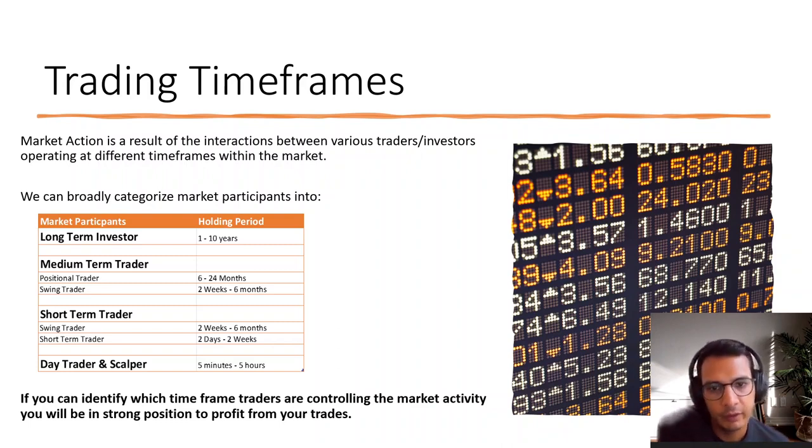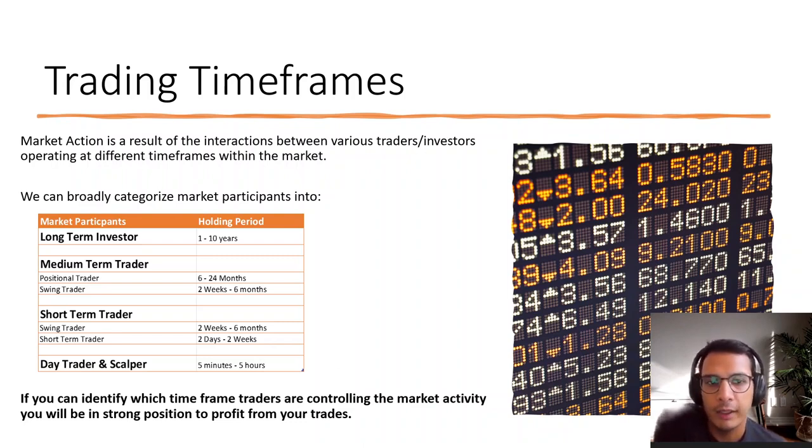You must be aware that the stock market has millions of participants, and each participant comes to the market with different amounts of capital, skill and time. So an investor will come to the market and buy stocks to hold for a long period of time, whereas a day trader will come to the market to buy the same stocks and will possibly sell it by the end of the day. Thus, market action is a result of the interactions between various investors and traders operating at different time frames within the same market.